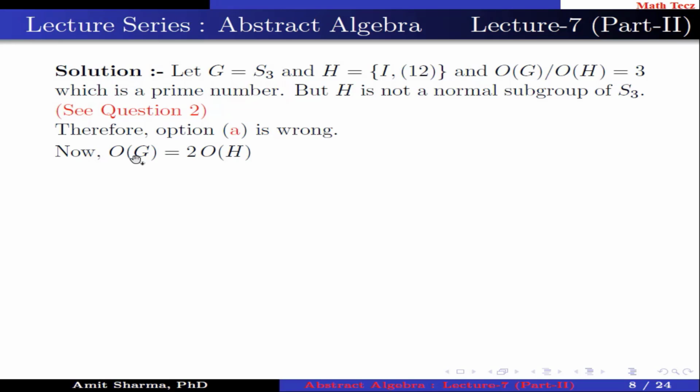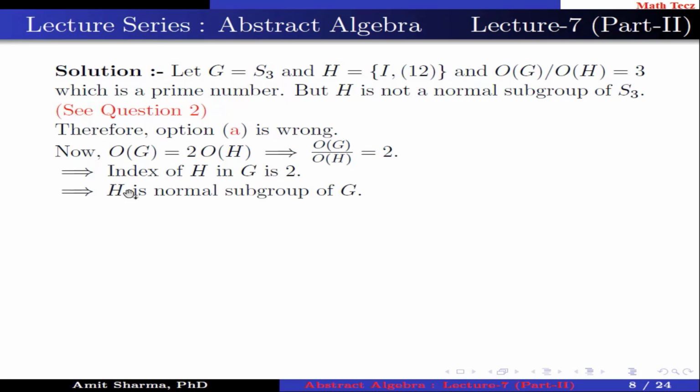Now, order of G equal to 2 times order of H implies order of G by order of H is 2, implies index of H in G is 2, implies H is a normal subgroup of G. Therefore, option B is true.